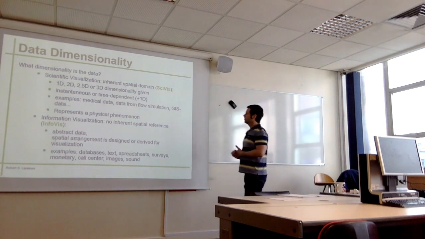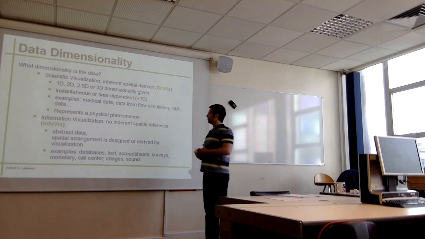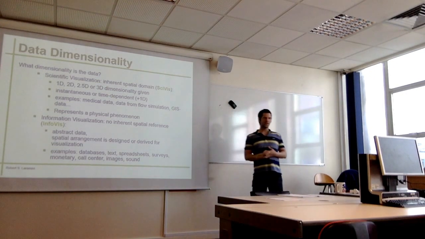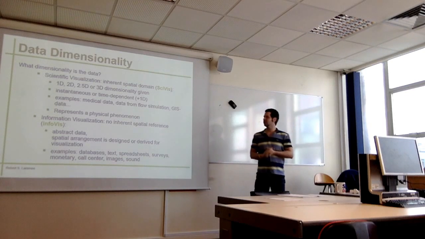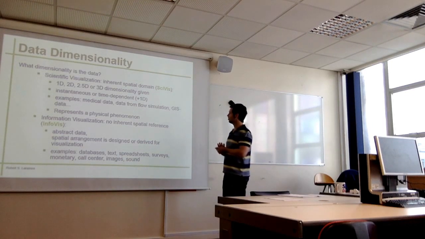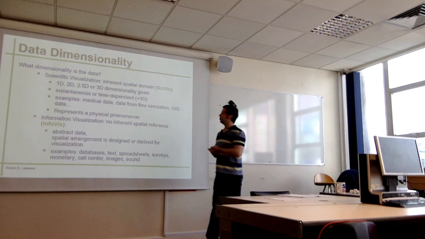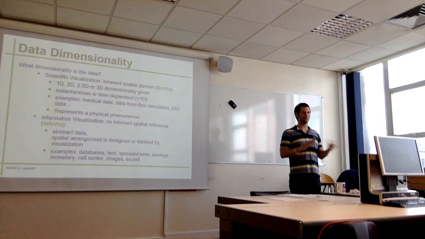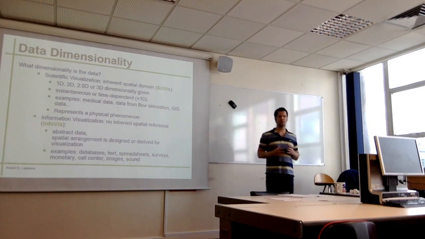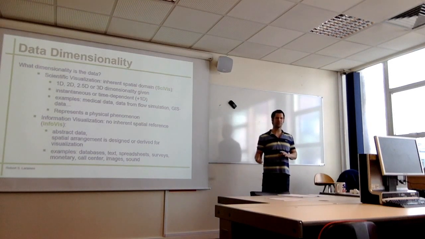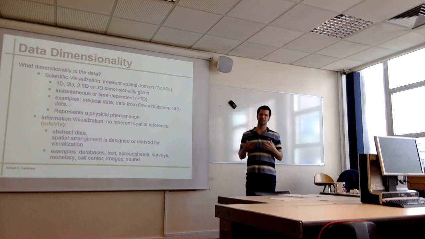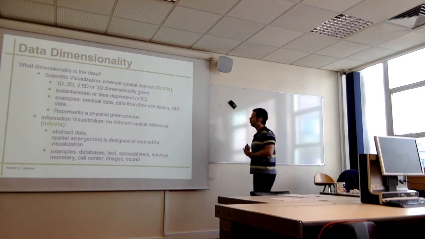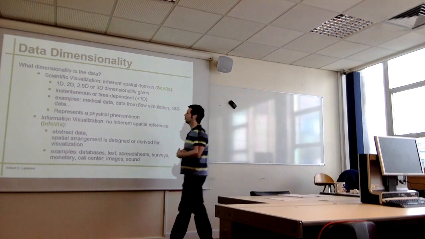So examples include medical data. We saw the examples of medical data, the skull and the head. That's 3-dimensional. Flow visualization, flow simulation. And usually this data represents something that has a physical correspondence, something that happens in the real world, or a physical phenomenon, like a person walking, or a river flowing, or a tree growing, something that exists in nature. We also have this term that we use sometimes called 2.5D.